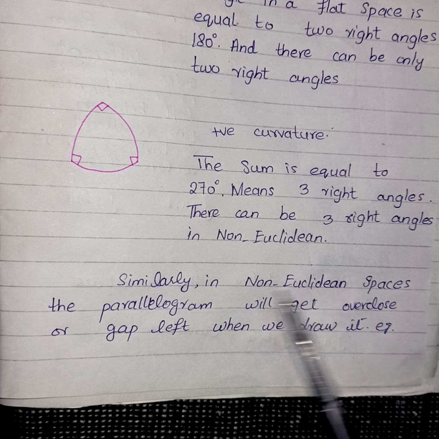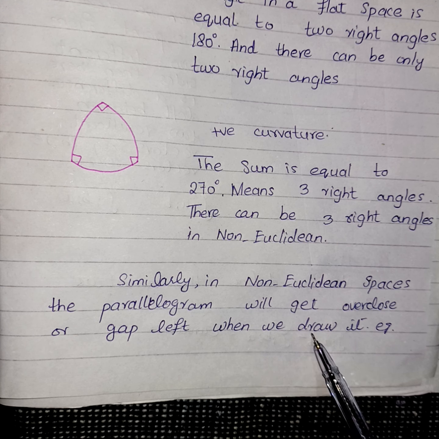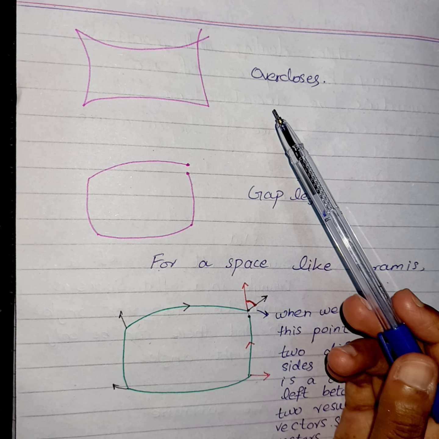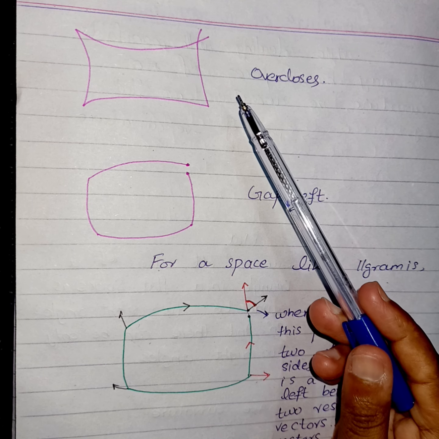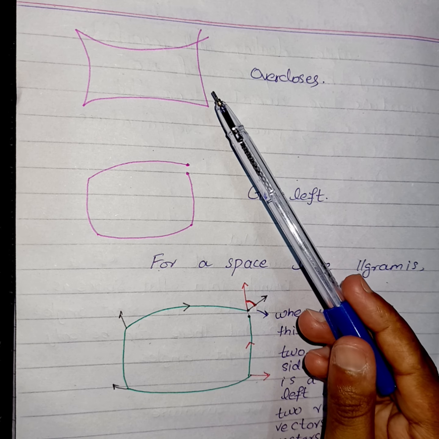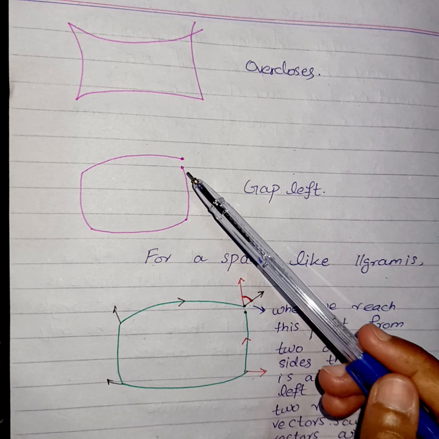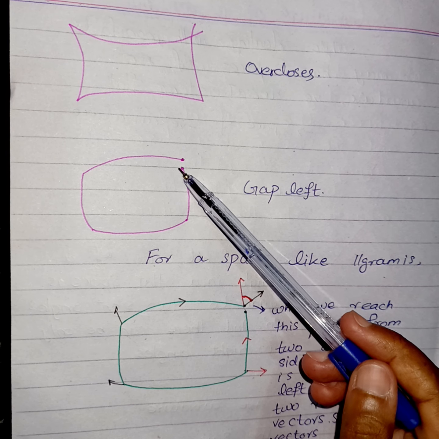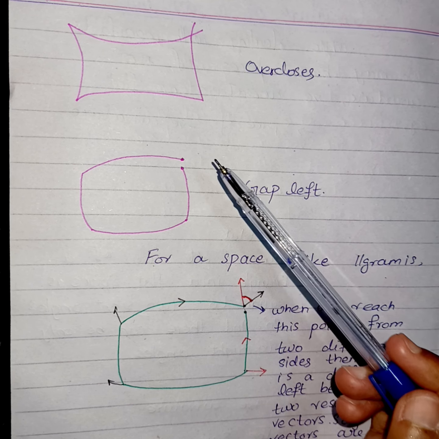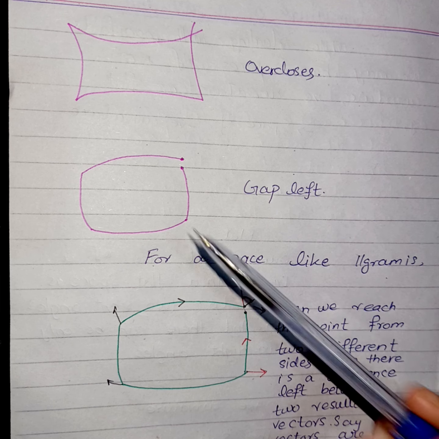Similarly, in non-Euclidean spaces, the parallelogram will get overclosed or a gap will be left when we draw it. For example, when we draw a parallelogram in a space of negative curvature, then it will get overclosed and it actually looks like this one. And in a space of positive curvature, the parallelogram looks like this one, where a gap is left behind. For example, if you draw a parallelogram on the surface of a sphere, then it actually looks like this one.